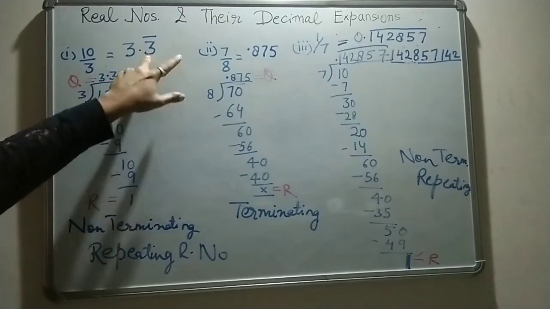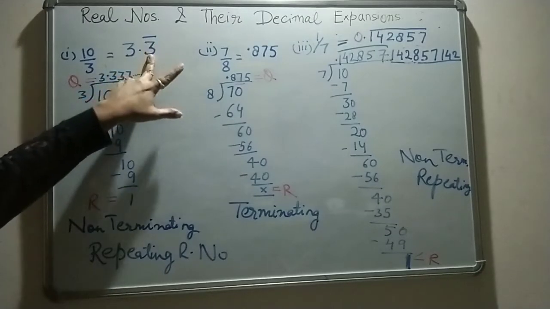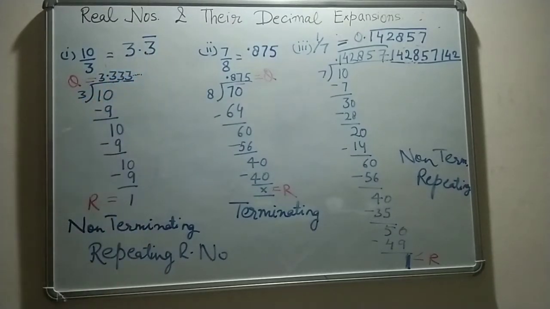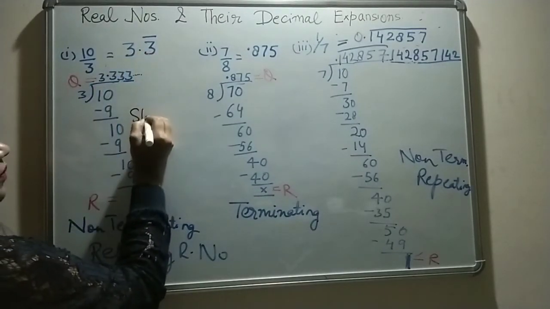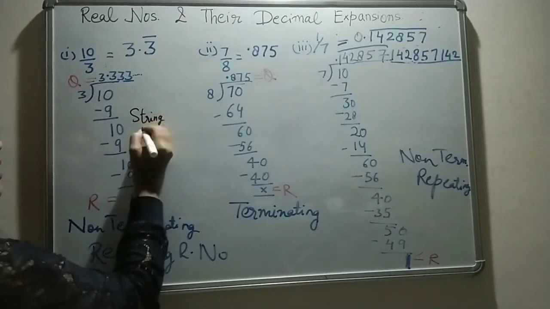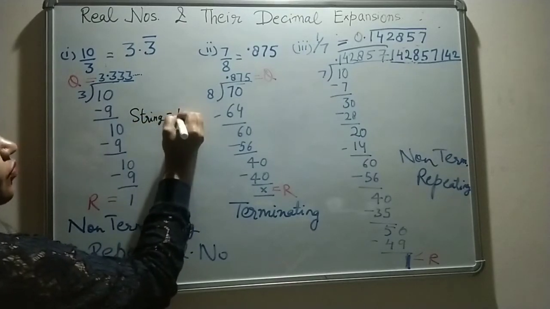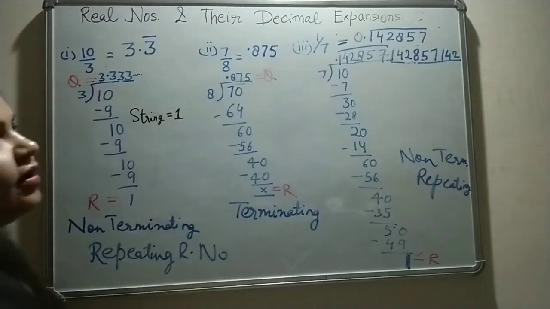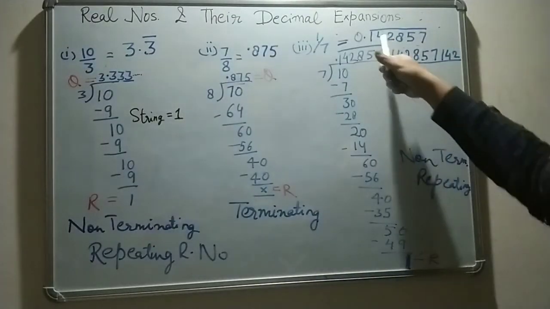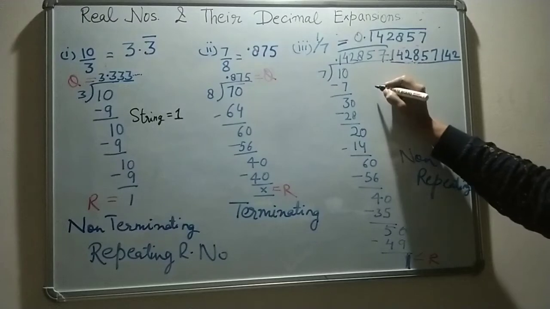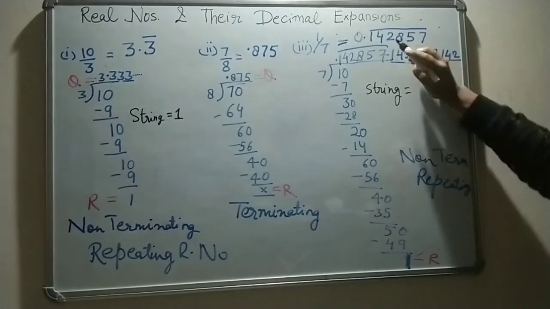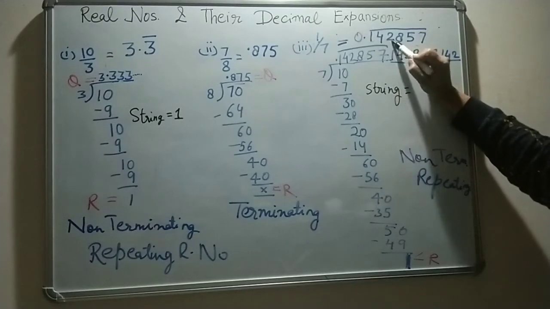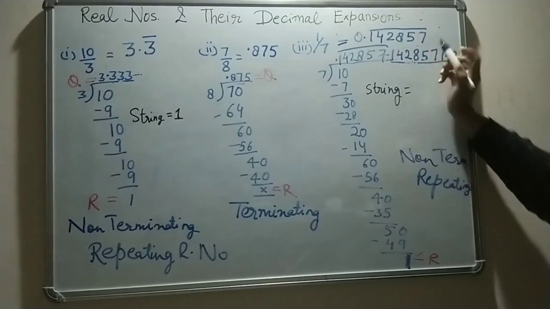So here the string consists of how many numbers? One number. Now this bar is considered a string, and the string consists of how many numbers? One number. And here this bar has a string of how many numbers? Let's calculate. 1, 2, 3, 4, 5 and 6.